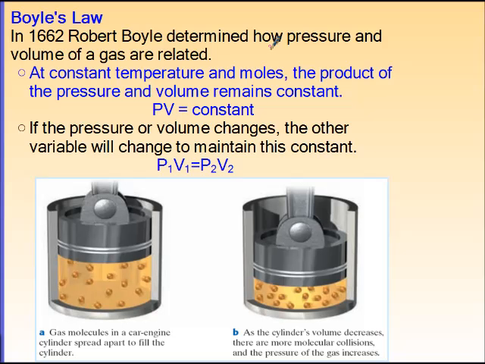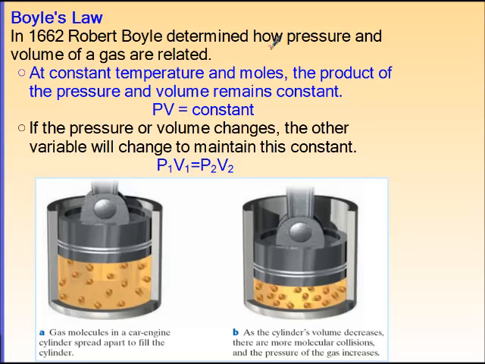In 1662, Robert Boyle was experimenting with gases and came up with the following relationship. He found that if his pressure and volume change, if he changes one, the other would change. And by doing this experiment many times, he was able to determine that the pressure and volume, when multiplied together, always equal a constant.